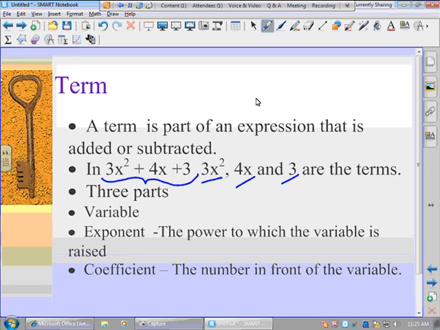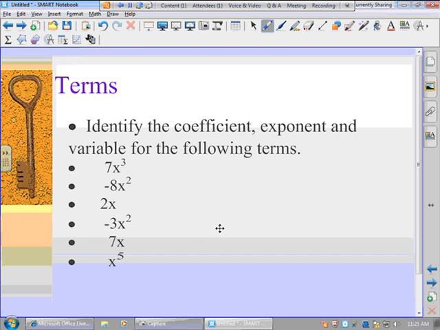Each term has 3 parts. A variable, that would be the x, an exponent. For example, in the 3x squared, the exponent is the 2. And the coefficient. The coefficient is the number that's in front of the variable. So it's the multiplier. So we're going to identify the coefficient, the exponent, and the variable for each of these terms.